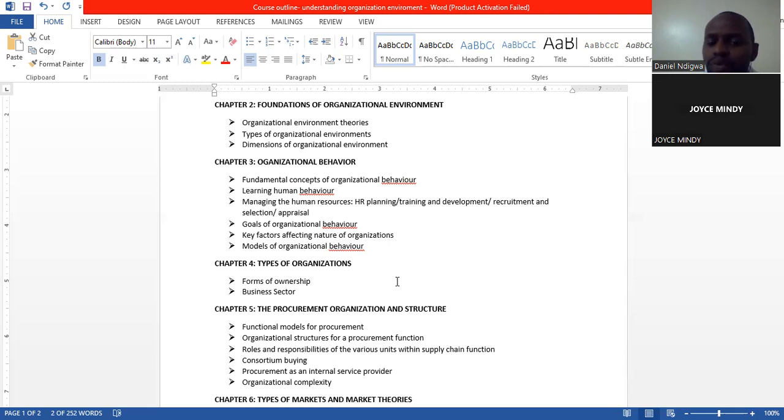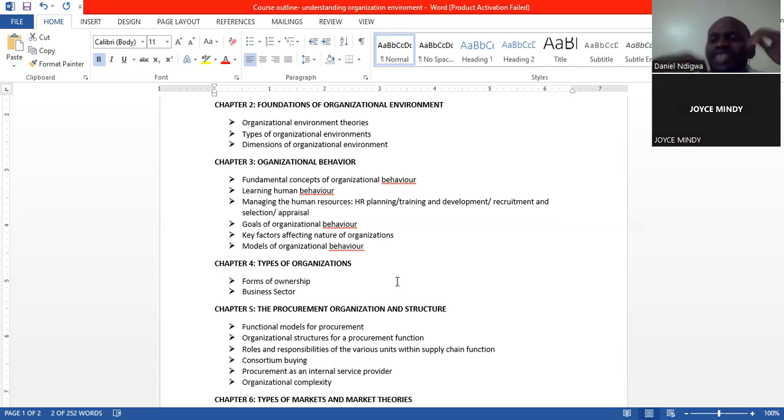Then the other thing that we will look at here is the goal of organizational behavior. What do we need to achieve in terms of implementing successful behavior within the organization? Then we are also looking at key factors that might affect the nature of organizations.